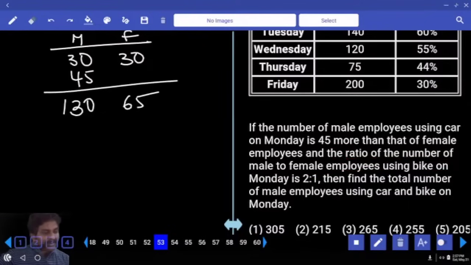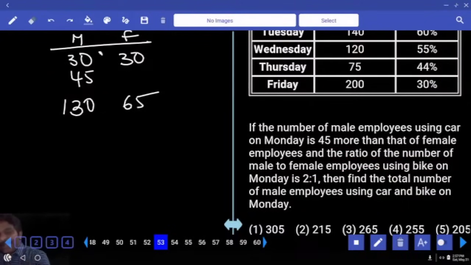Next. Then find the total number of male employees using car and bike on Monday. That means we have to add these numbers. Answer. 75 plus 130, 205. Come on, Pillalu.